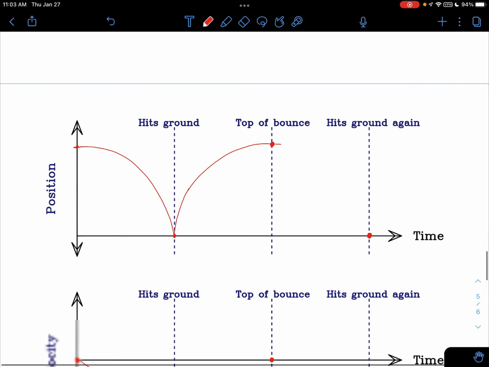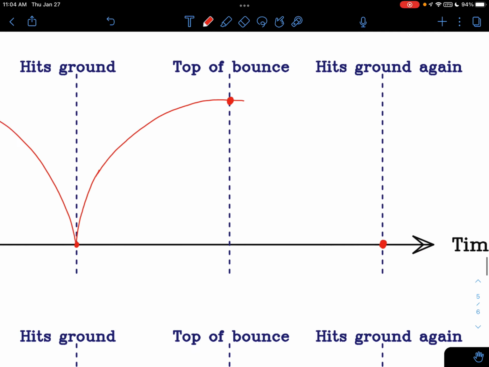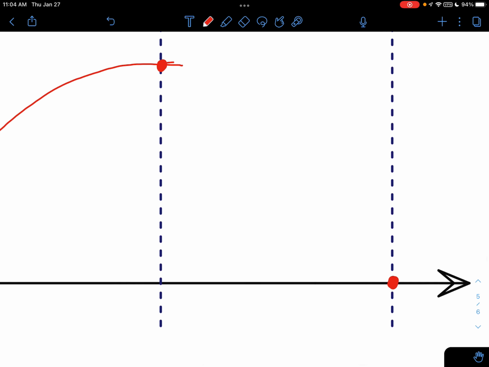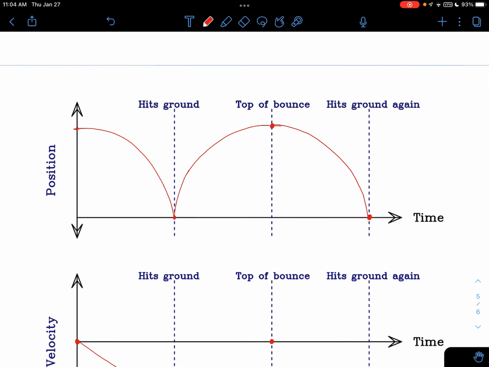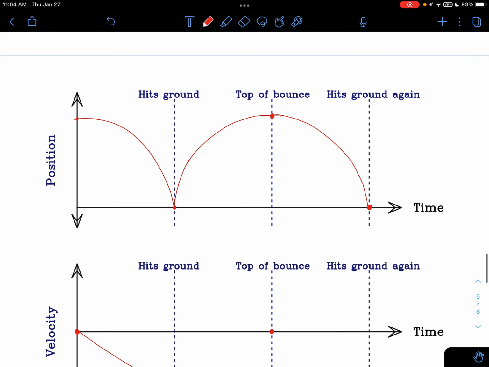And then the same thing happens as it did before. We see here it got more and more negative. Now the same thing's going to happen from the top of the bounce. It's going to get more and more negative, so you can draw, I'm going to draw that, more and more negative. So there's the general gist of our position versus time curve.